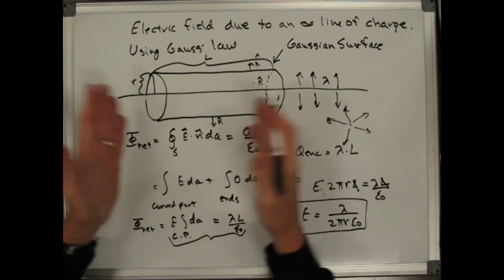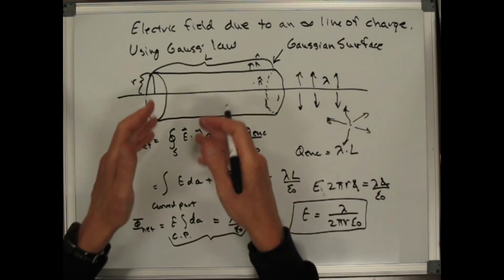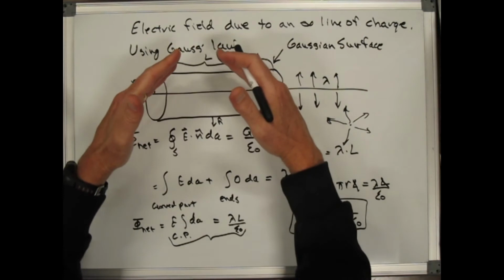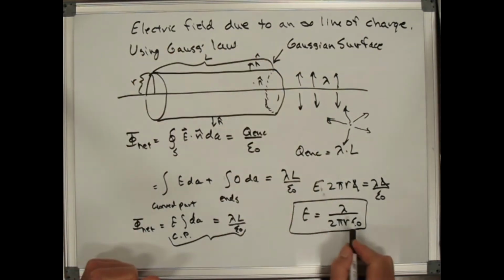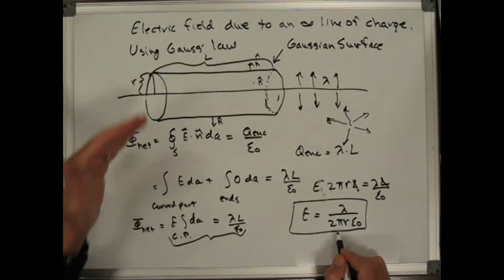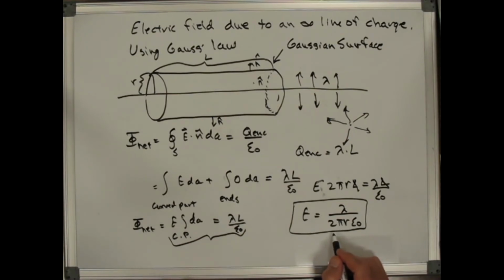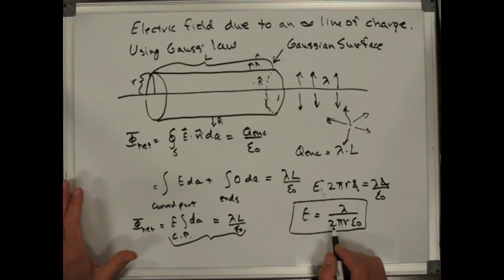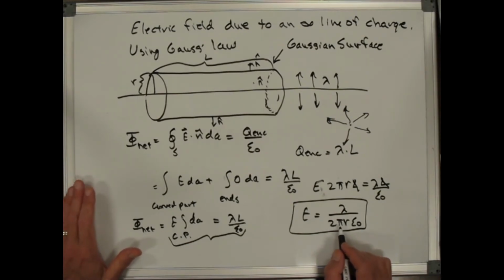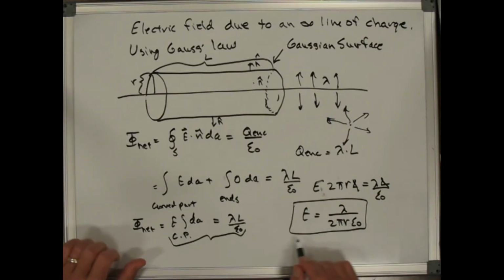But I started just from the basic Gauss's law here. I didn't have to do the integral that we started with before. I got to this expression, which took several steps for the Coulomb's law version of the integration to get that electric field. And this was just a lot simpler.